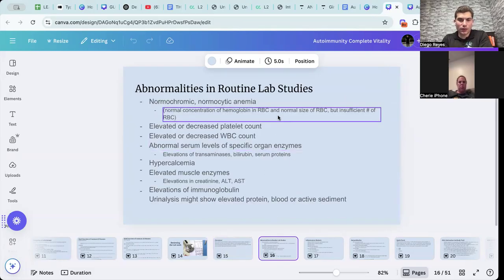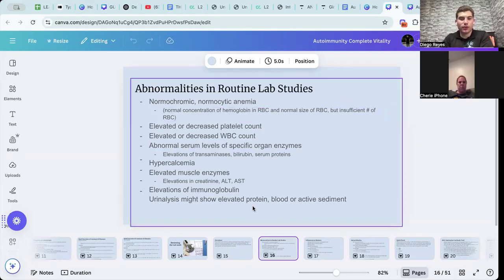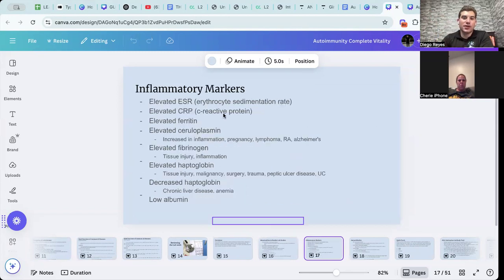So what is normally not ideal in the lab readings of someone that is dealing with some form of autoimmunity? They usually have an elevated or decreased white blood cell count. So that means the immune system could be activated. They have abnormal serum levels of specific organ enzymes, like serum proteins, bilirubin, and then they also have elevated muscle enzymes. So ALT and AST is super common. I look at that a lot. And then they have elevations of immunoglobulin. So those are going to be some of the main ones.